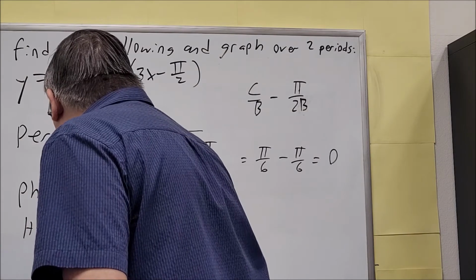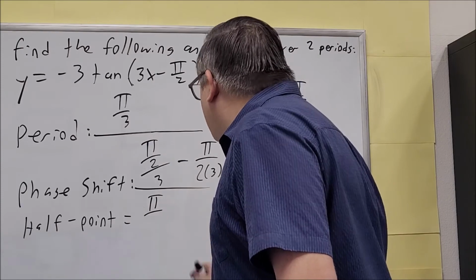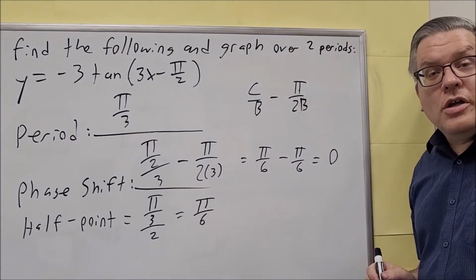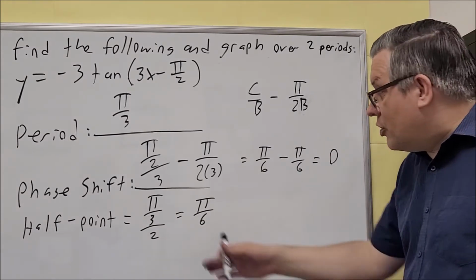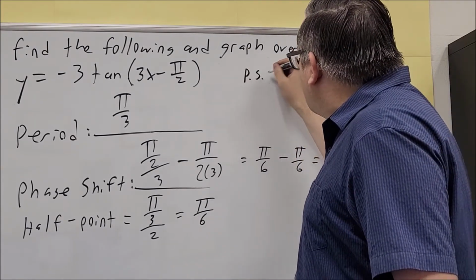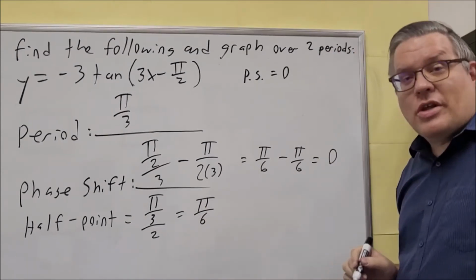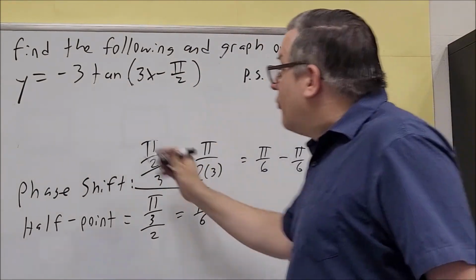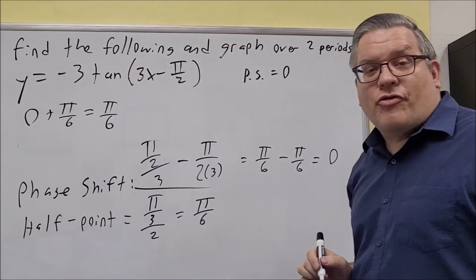Half point is going to equal the period, pi over 3, divided by 2, which means that for this one, the half point is going to be pi over 6. Again, the half point formula is always period divided by 2, which is what we have here. So we know that the PS, the phase shift, is 0, and that's our first key point. Now we're just going to have to keep adding pi over 6 to that to get the other key points. So let's do that for this one here. We have 0 plus pi over 6 is going to equal pi over 6. That's your first key point.